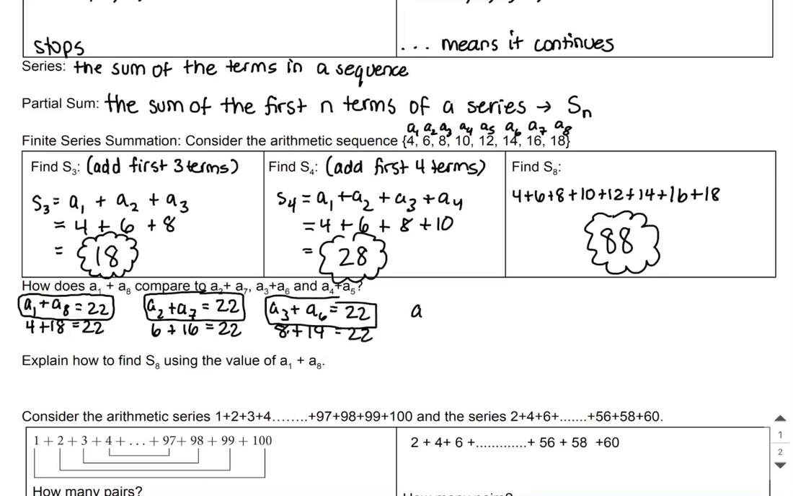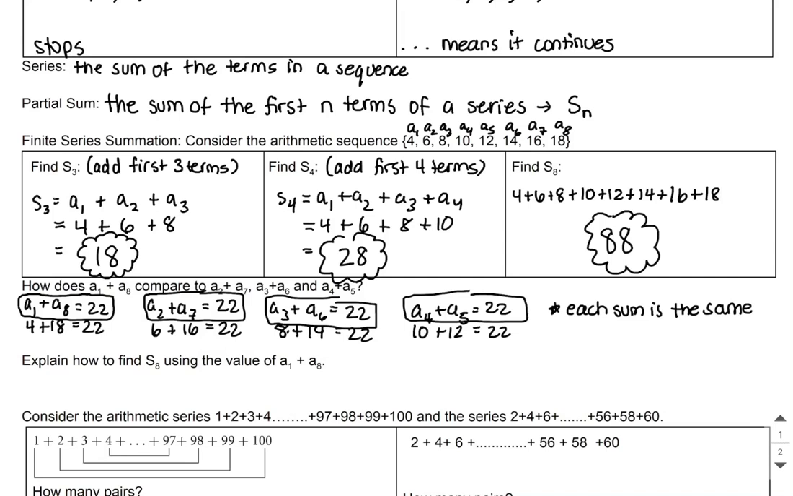And then I have a sub 4 plus a sub 5 is equal to 10 plus 12, which is 22. And I'm going to put that in a box. Now, comparing all of these, I can very obviously see that all of these sums are the same. So each sum is the same.